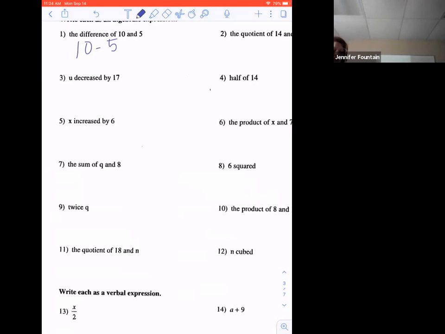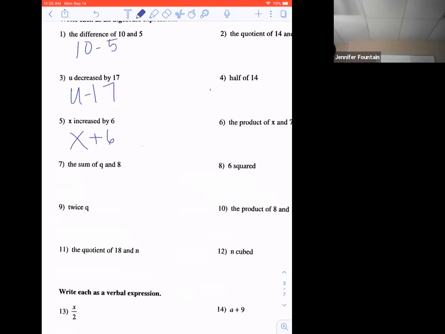Look at number 3, u decreased by 17. What is that going to be? U minus 17. Number 5, x increased by 6 times. X plus 6. Increased by is going to be addition. If it says increased by a factor of, then I know it's going to be multiplication.